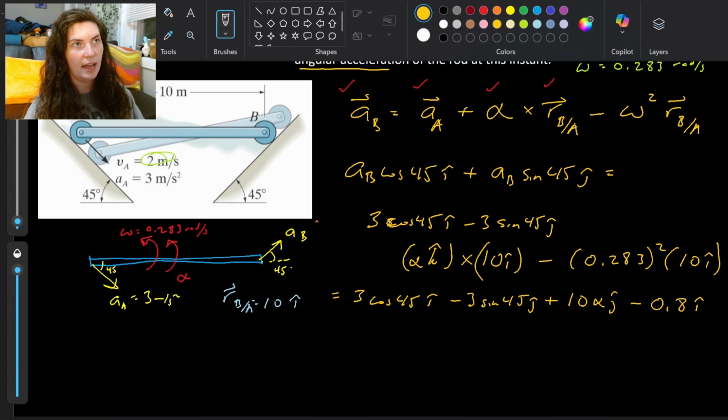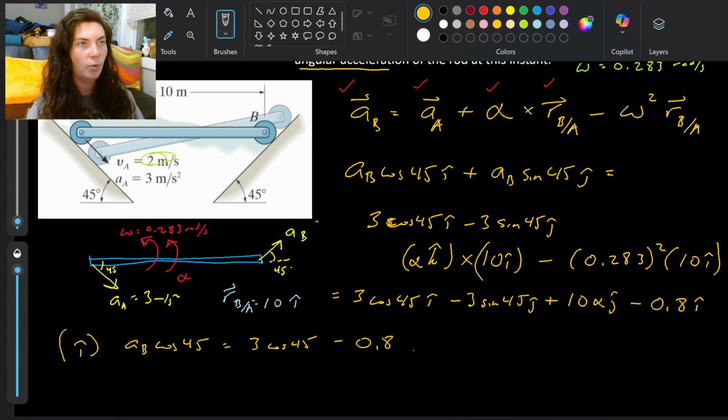Now I'll break it into those i's and j's. So I see I have AB cosine 45 equals, and then I'm taking from this last line here, 3 cosine 45 minus 0.8. And so there I can solve for AB. I get AB equals 1.87 meters per second squared.